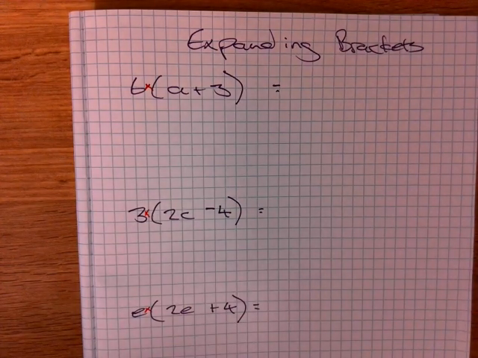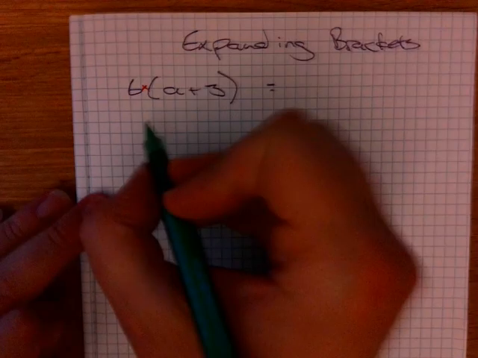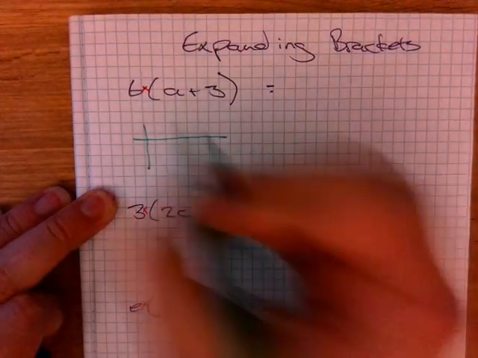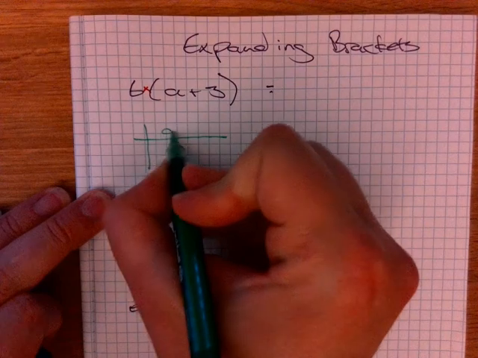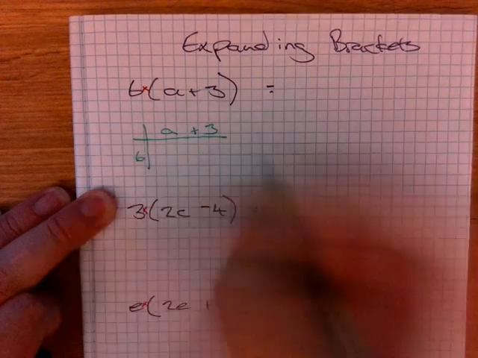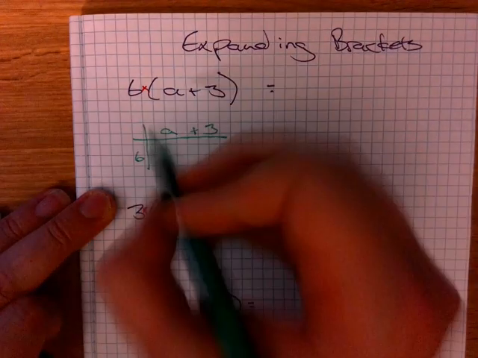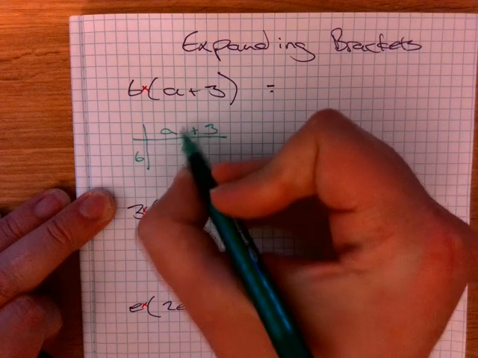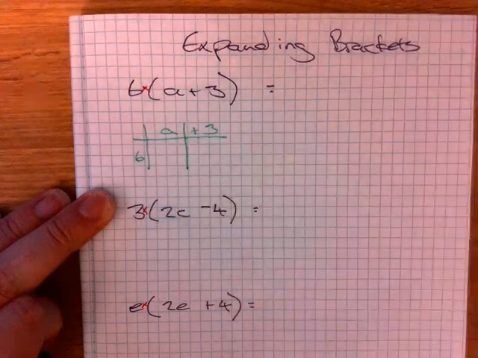One method we can use for doing this is a grid method multiplication. So here's my grid. I'm going to put the contents of the bracket along the top and then the value that's outside the bracket down the side. And then I'm going to split this up into its different terms. So we've got an A term and a number term, which is 3 in this case.